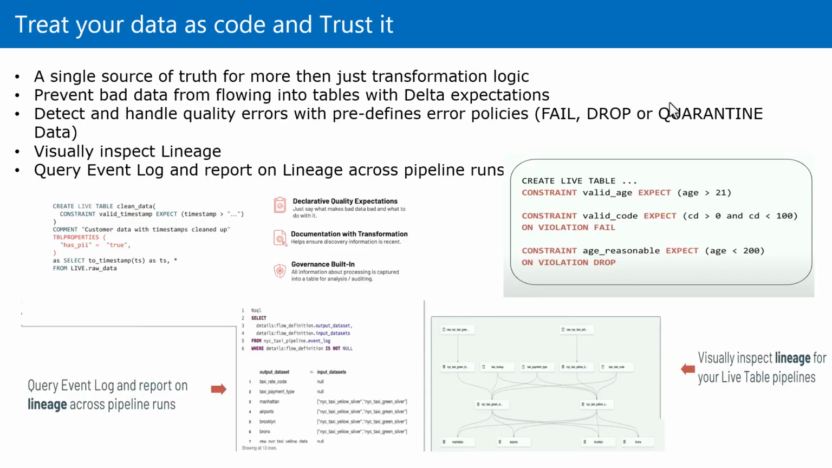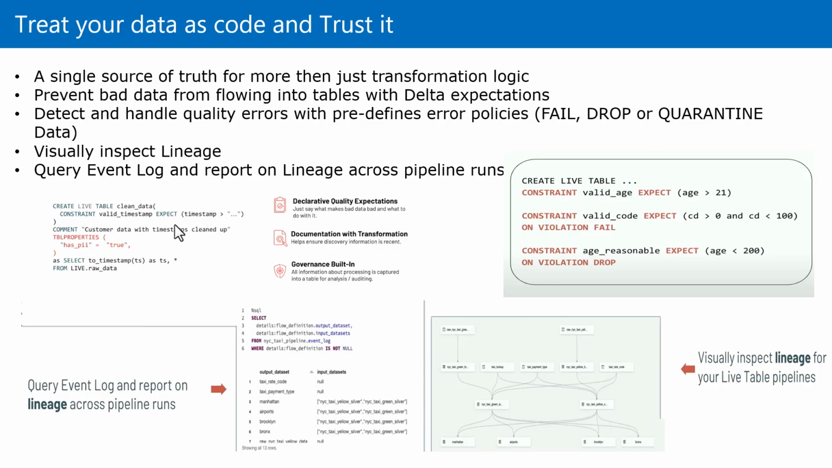So how does Delta Live Tables help you? It provides a single source of truth, which has all the transformation logic and everything in it, right? So how does it provide that single truth? In this example, we create a live table with SQL syntax, and it also provides different quality checks, right? For example, if this particular field expects a timestamp, it should be more than this particular value. This way it provides the option to prevent bad data from flowing into the tables.